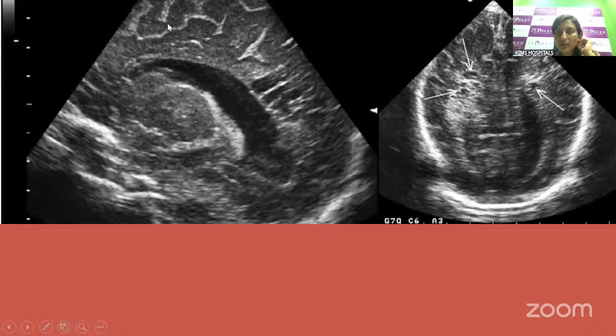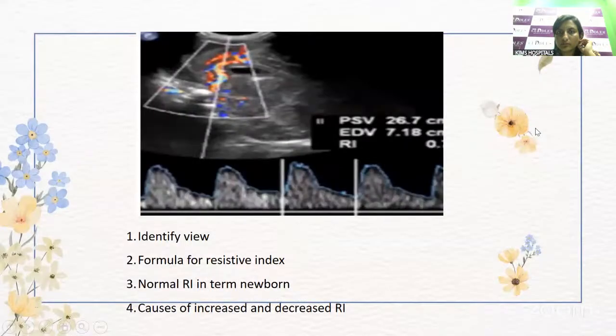So this is grade 3 PVL. In this, the cystic lesions are seen extending into the periventricular region. So grade 4 we have already discussed.